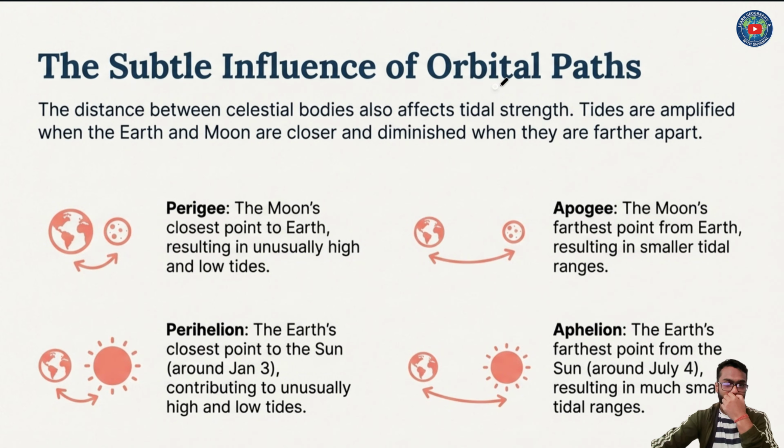The subtle influence of orbital paths and the distance between celestial bodies also affects tidal strength. Tides are amplified when the earth and moon are closer and diminished when they are farther apart.